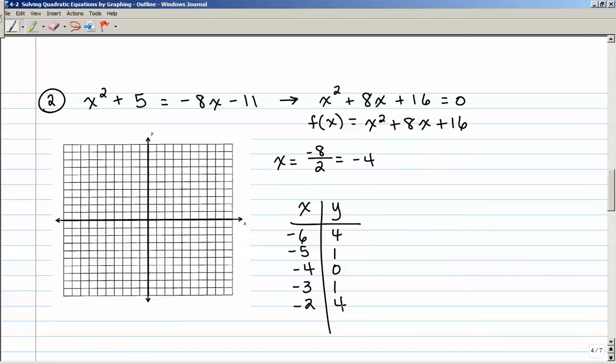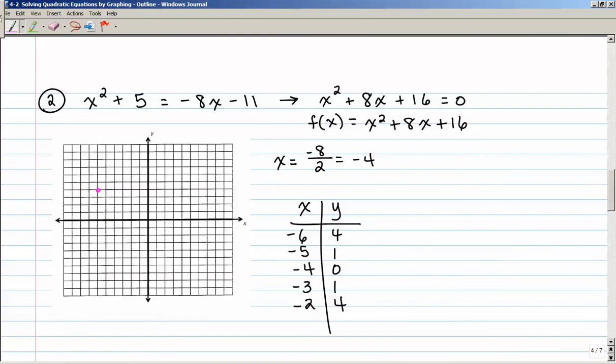And you should be able to tell right now, just by looking at the table, what the solutions are. What we're looking for is the x value, or values, when y equals 0. And it looks like negative 4 is my only one. So let's take a look at that and see what it looks like when we graph it.